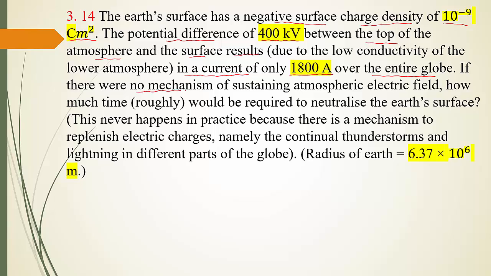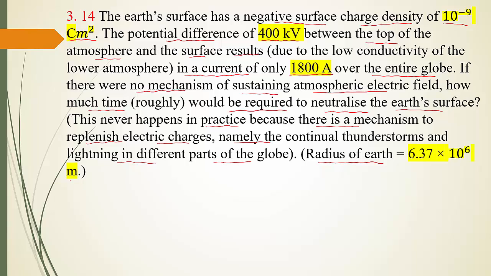If there were no mechanism of sustaining the atmospheric electric field, how much time would be required to neutralize the Earth's surface? This never happens in practice because there is a mechanism to replenish electric charges, namely continual thunderstorms and lightning in different parts of the globe. The radius of the Earth is given. Yes, see here, according to this numerical problem, we have to find how much time would be required to neutralize the Earth's surface. We have to find the time interval.